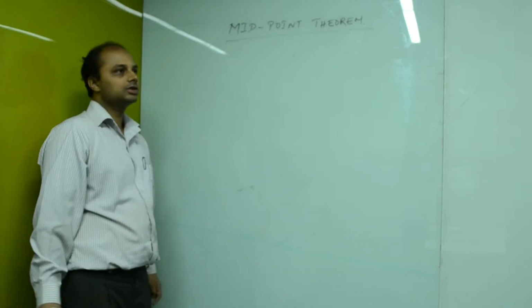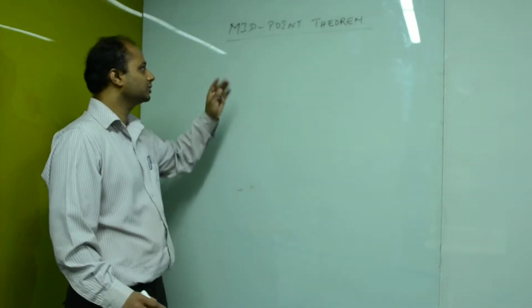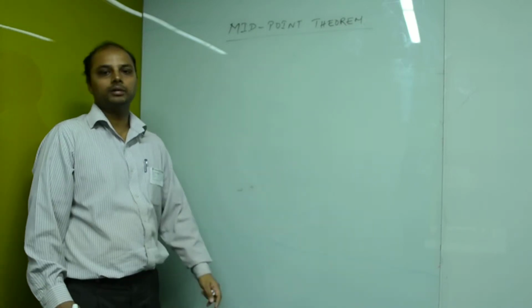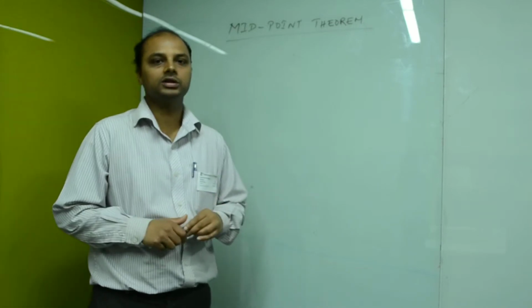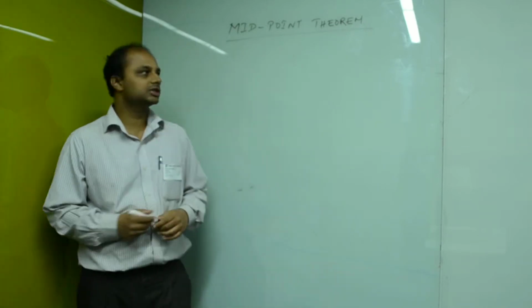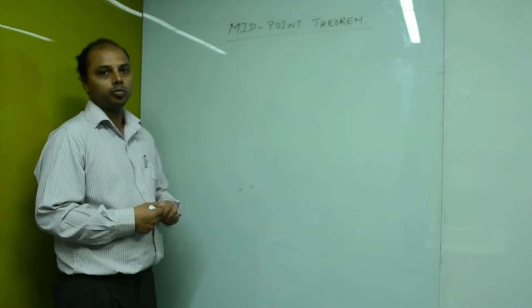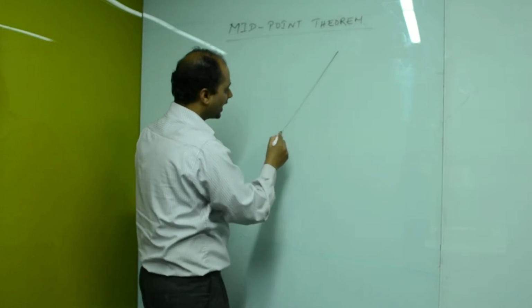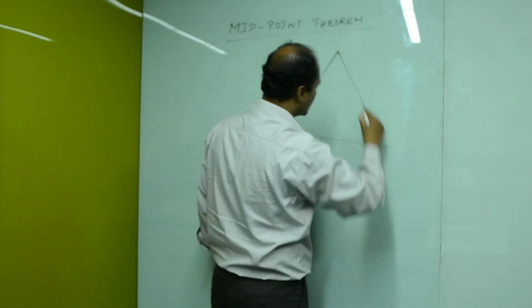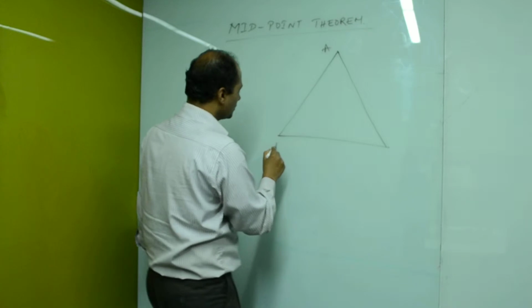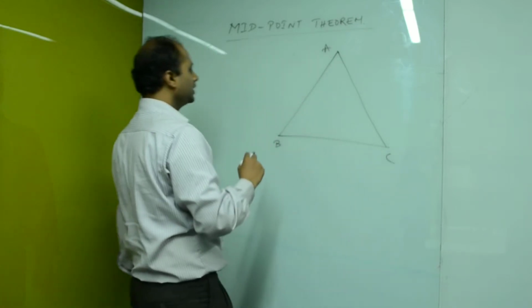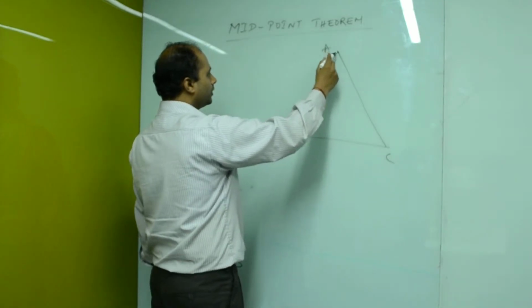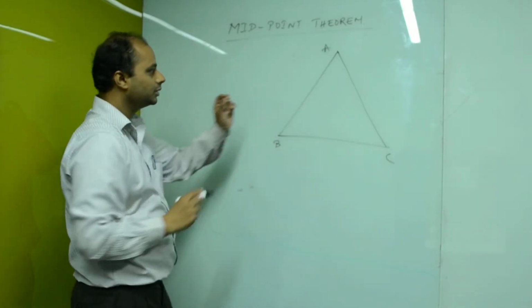Yeah, well, students, today we are in the classroom to get acquainted with the midpoint theorem, which is one of the most important theorems in school level basics and for all boards. So here we have a triangle ABC, which we are constructing right now with the three vertices A, B, C.